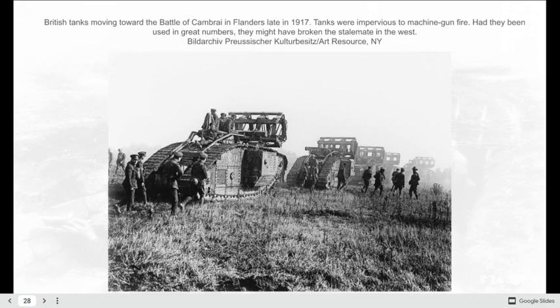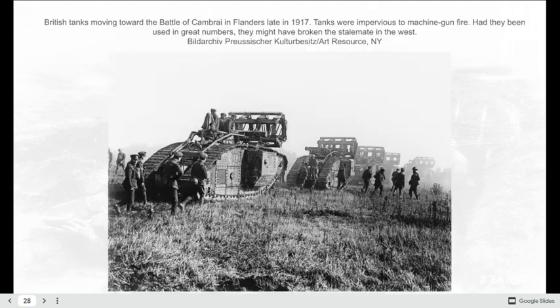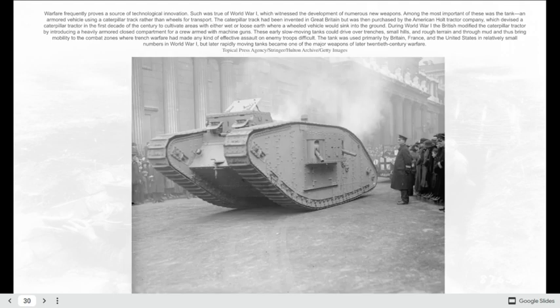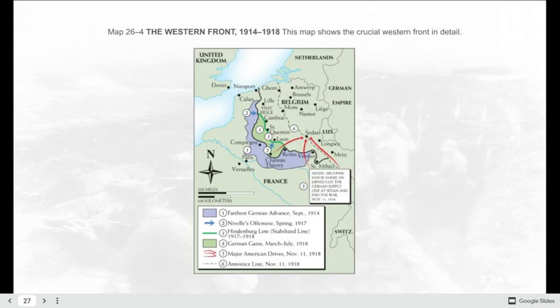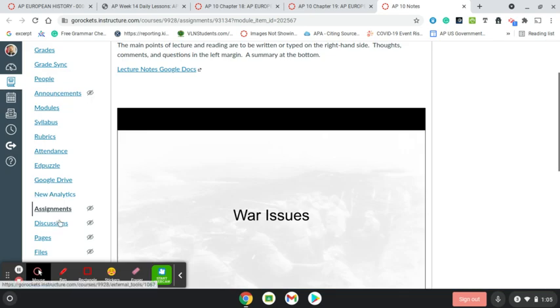But that will take a long time, and it will take the continued advancement of technology, including tanks and tank-like equipment, in order to get through the tough territory and the no man's land in between the trenches. Tomorrow we'll talk about some of the issues of the war. Then we'll talk about the troubles of peace, and then the aftermath in between the two wars.